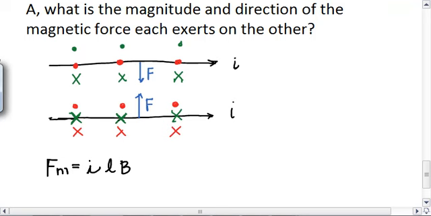The current carrying wires are to the right. The magnetic fields are either into the page or out of the page. What's the angle between that? 90 degrees. So sine of 90 is 1.